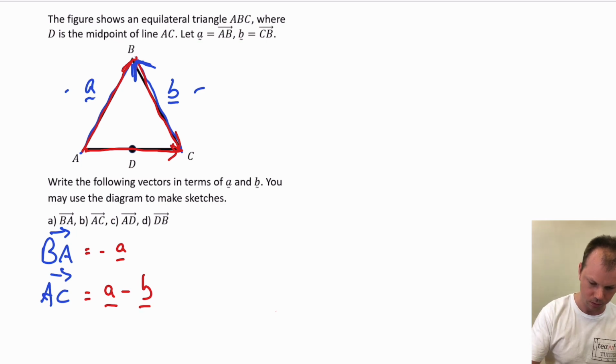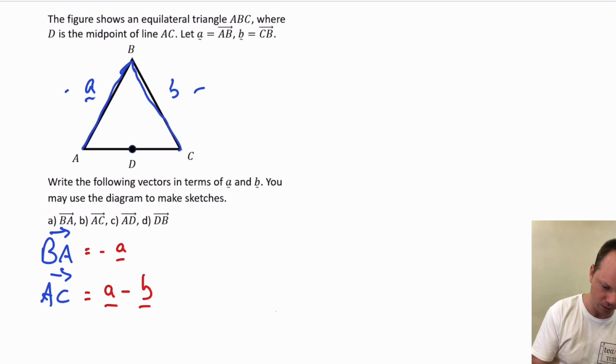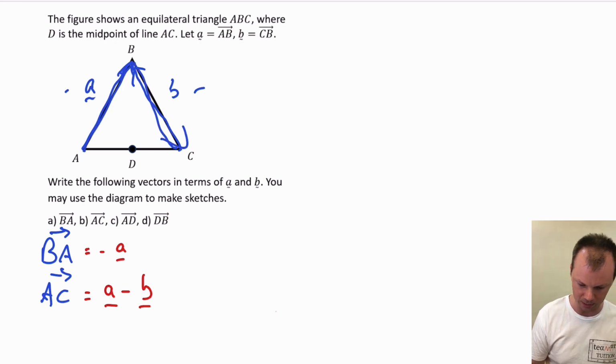So let's erase that out. So we've got our A vector, our B vector. So we've gone up A, we've subtracted B, and we've ended up at AC. Okay.